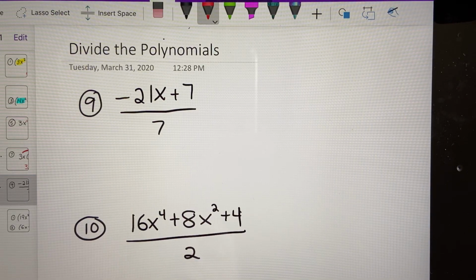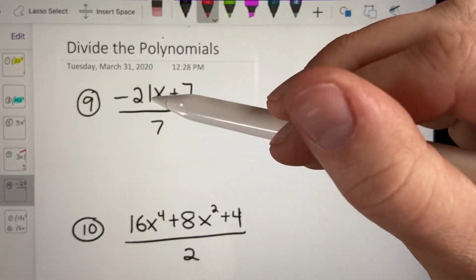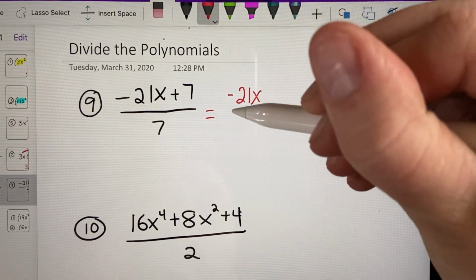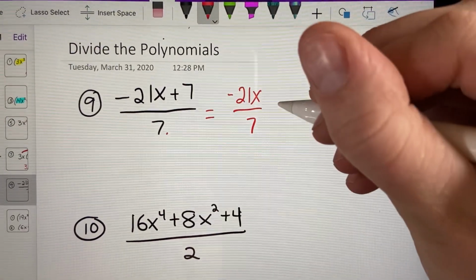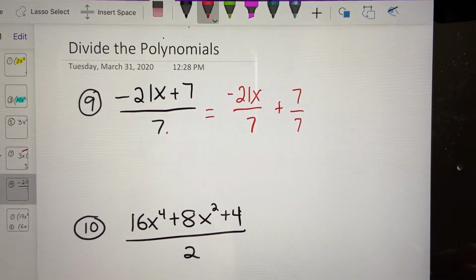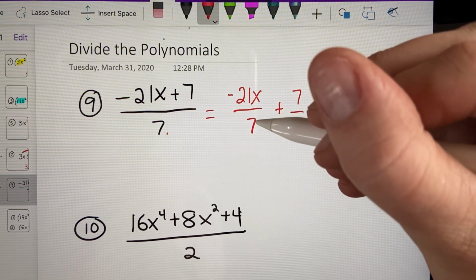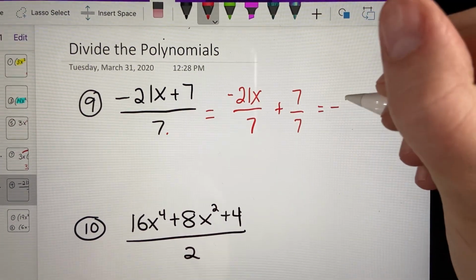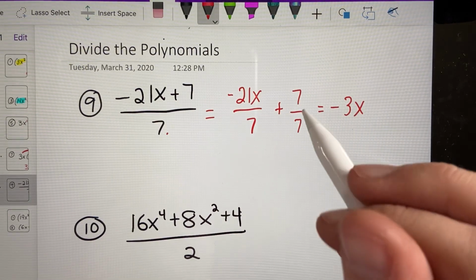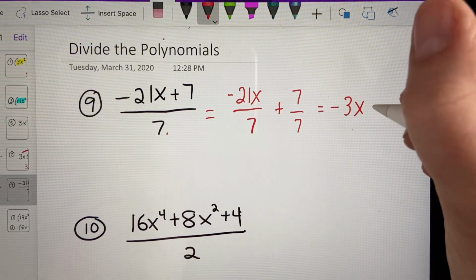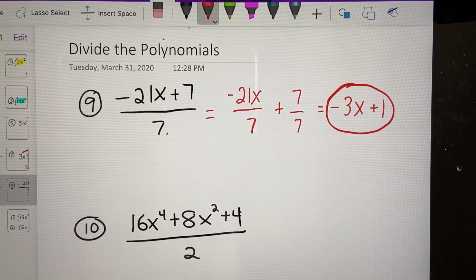The best way to work out this problem is just split it up into 2 parts like this. I would take negative 21x over 7, and then I would also split up the second half, plus 7 over 7. And then you can divide each of those parts. So negative 21x over 7, that's negative 3x, because negative 21 divided by 7 is negative 3. Then we have 7 over 7, that's 1, so I just put plus 1. Negative 3x plus 1 would be the answer for that one.